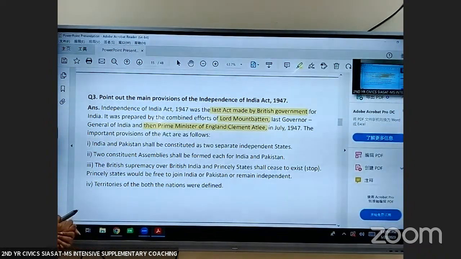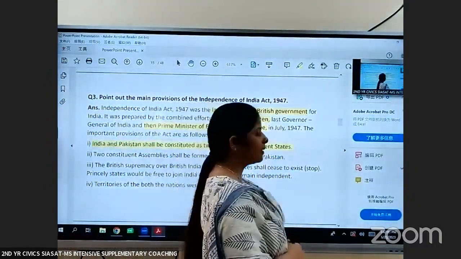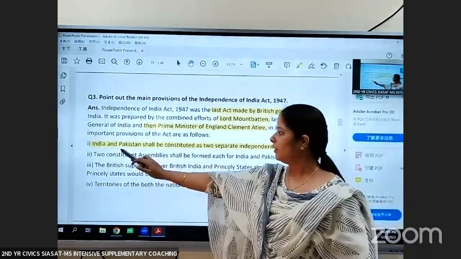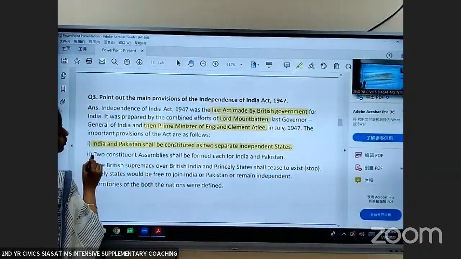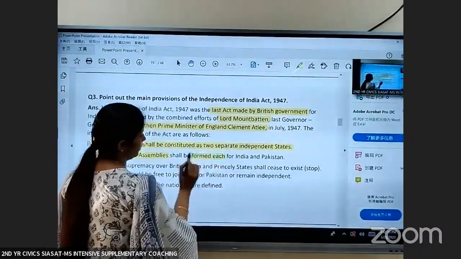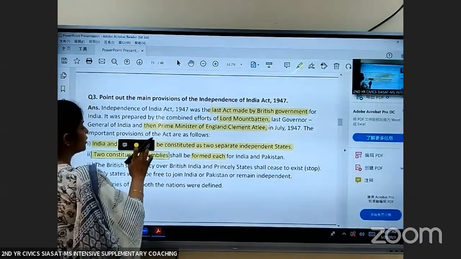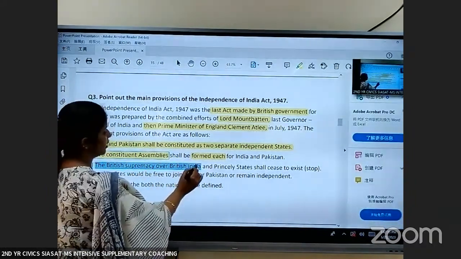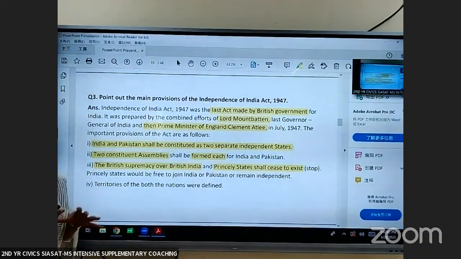So what are the main provisions? The act says that India and Pakistan shall be constituted as two separate independent states. Two constituent assemblies shall be formed, one for each country, to prepare the constitution. British supremacy over British India and the princely states shall cease to exist, which means the Britishers will not have any control over any part of the country.